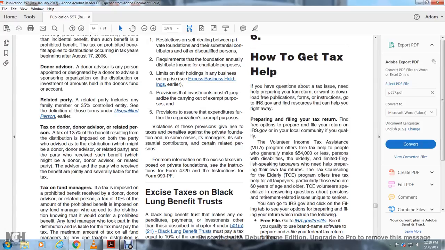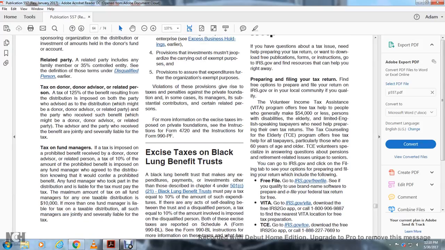In some cases, the foundation manager and substantial contributors are also subject to tax. For more information on the excise taxes imposed on private foundations, see the instructions for Form 4720 and the instructions for Form 990-PF.